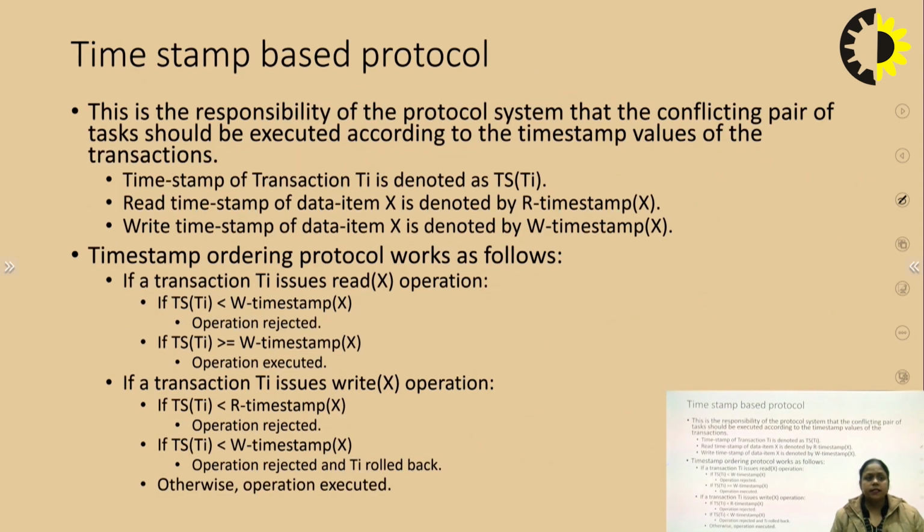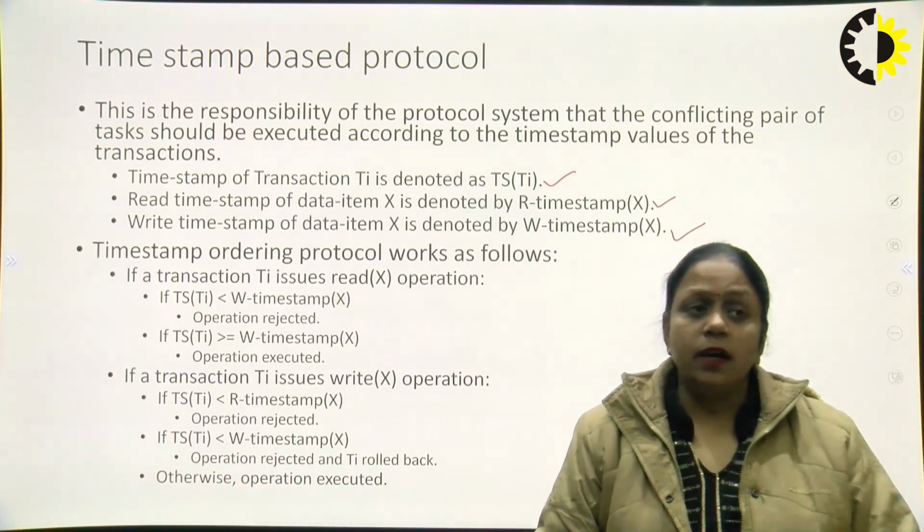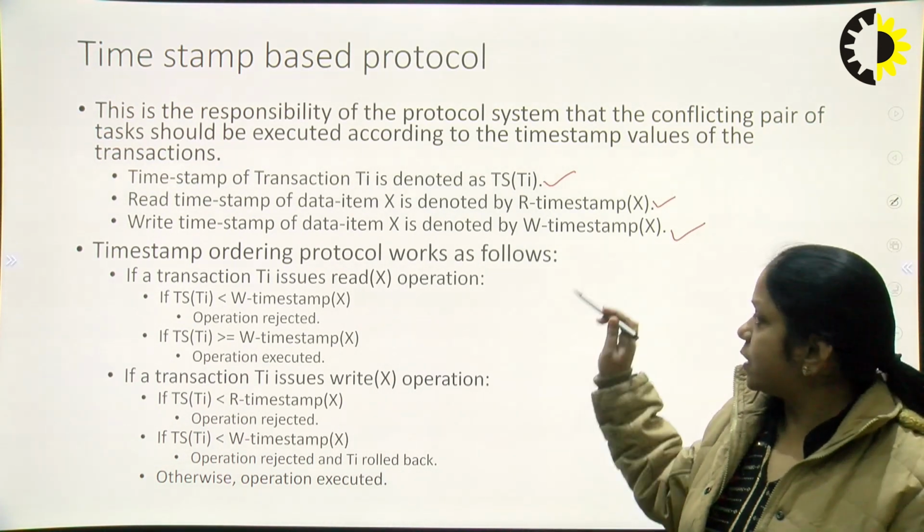Now we will see the main rules for the timestamp. It is the responsibility of the protocol system that the conflicting pairs of operations are executed according to the timestamp values of the transactions. So again we have three points: the timestamp value of the transaction, the read timestamp of X, and the write timestamp of X. Now, the rules of the timestamp ordering protocol. The timestamp ordering protocol works as follows.